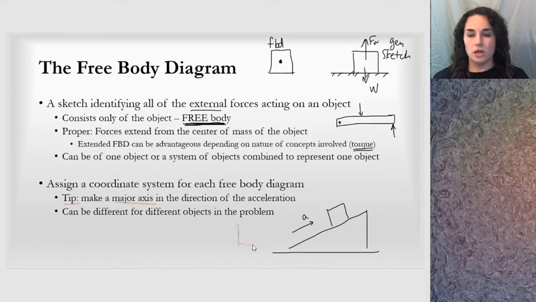It may be your first instinct to say, well, I'll just do y up and x that way. But now my acceleration becomes a vector in this coordinate system and I have to decompose it. If I choose a different coordinate system where I make acceleration along one of the major axes, this will simplify the math incredibly. And that is my tip: make sure that the major axis is in the direction of the acceleration. Also, that can be different for different systems and different objects in the system.